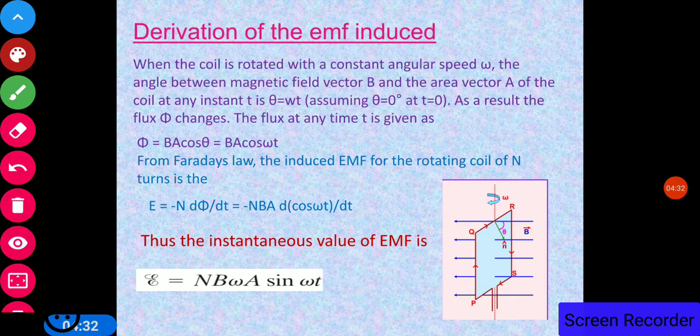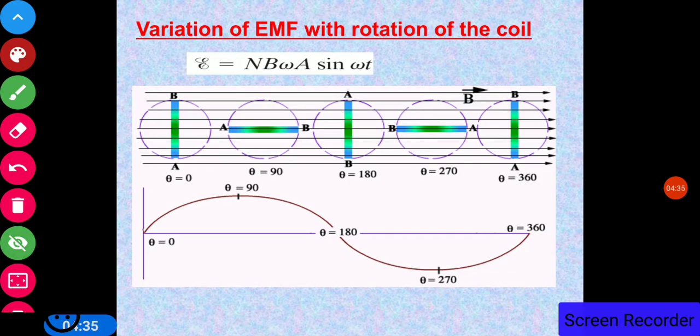Now let us see how it is sinusoidal. This is the expression E equal to NB omega A sin omega t, where omega t is the angle theta between the magnetic field and the area vector. When theta is 0, this is the position of the coil, sin 0 is 0 and the EMF induced will be 0. When theta is 90 degrees, the position of the coil will be like this. In this case, sin 90 will be 1 and EMF induced will be maximum, which is shown by this point.